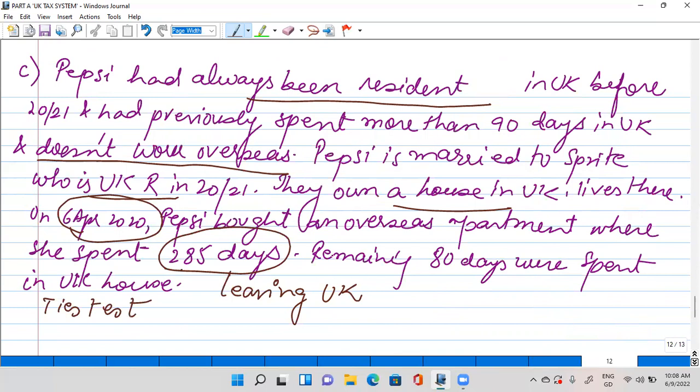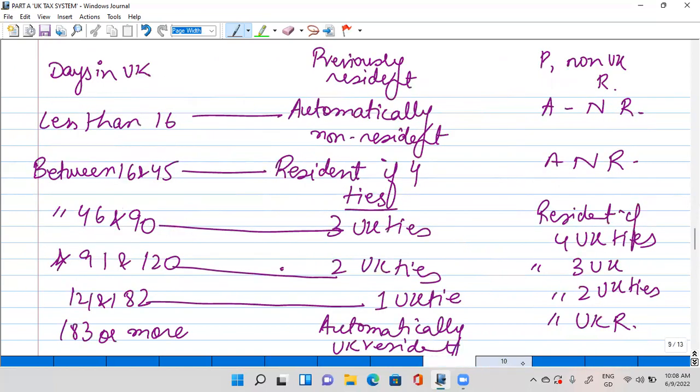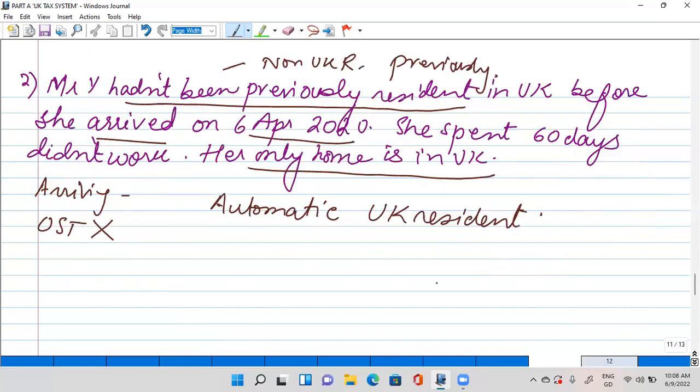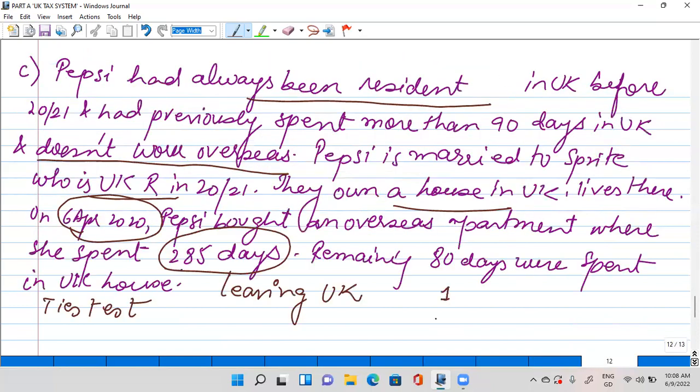Now, how many ties is she meeting? The first one is that she has close family. Yes, she has close family, so one tie is being met. Second, her accommodation is in the UK, and she is spending at least one night. The second is also being met. She has spent more than 90 days in the UK in both of the previous tax years, yes. So she has met three ties.